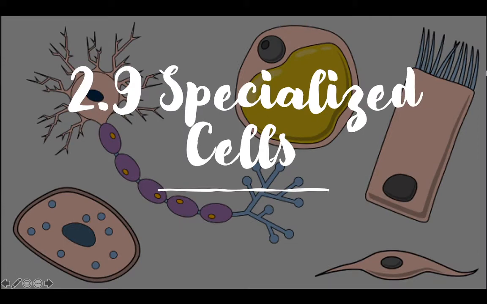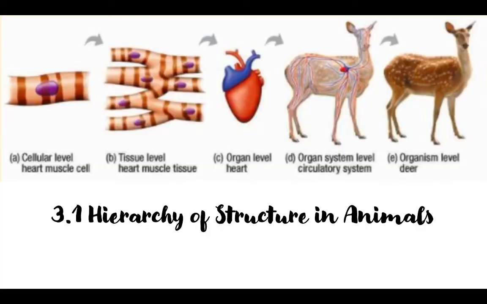Okay, in this particular lesson, we're going to be looking at two different parts of your textbook, or two different sections of your textbook, specifically 2.9, which is specialized cells, as well as 3.1, which is hierarchy of structure in animals. I find that these two lessons are very, very related, so it just makes sense to present them together. So let's get into the organization of a living animal.